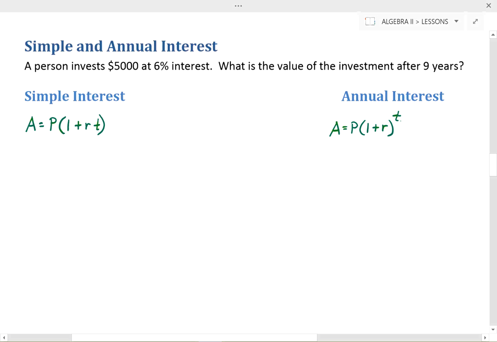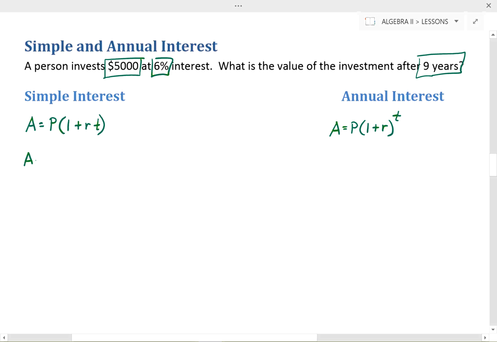So what we want to do is see how these produce different results and then describe what each is doing. So in the case of simple interest first, here's how we would plug this in. We know that a person has invested $5,000. That's our starting amount, which we learned to call principal. We're investing at 6%, and we're investing for 9 years. So we want to find the value of the investment after those 9 years. That's A. A is the final value.